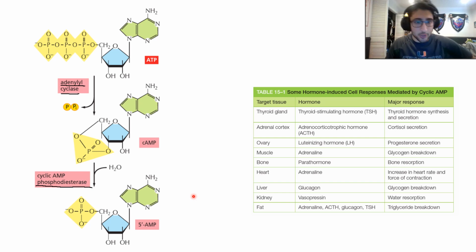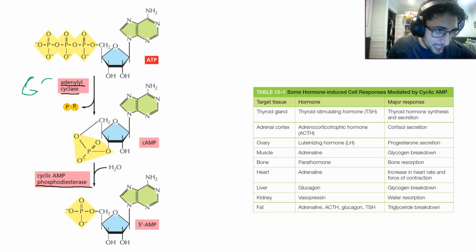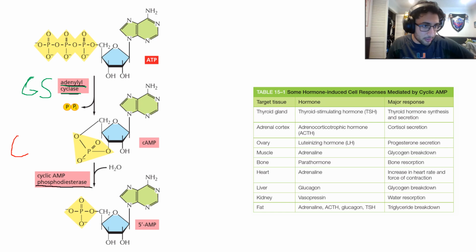Now, G stimulatory proteins are going to increase the activity of adenylyl cyclase. G inhibitory proteins, so GI proteins, are going to increase the activity of phosphodiesterase. So in other words, GS is going to increase the activity of adenylyl cyclase so that you get more cyclic AMP, and phosphodiesterase is going to break down cyclic AMP so that you have lower levels.